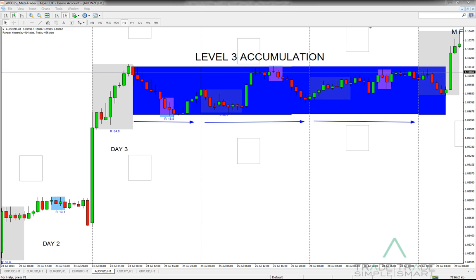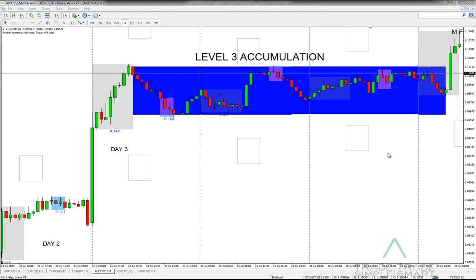Now, in terms of how the manipulation works, the process is exactly the same, but on a larger scale. So we now have a period of accumulation. So we're going to expect to see manipulation in the form of a move to the opposite direction of their intended move of the trend, and then we're going to see the trend unfold.